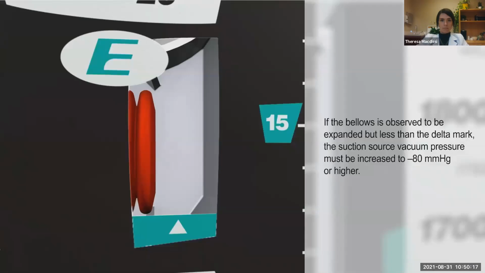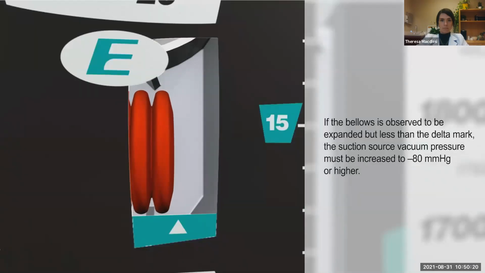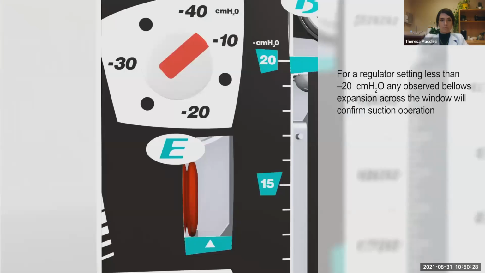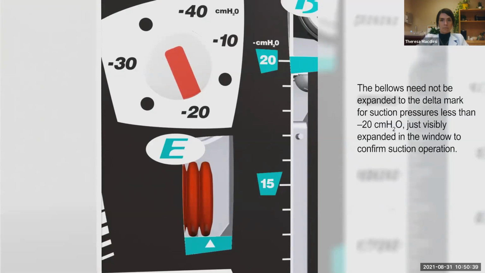If the bellows is observed to be expanded but less than the delta mark, the suction source vacuum pressure must be increased to minus 80 millimeters of mercury or higher. For a regulator setting less than minus 20 centimeters of water, any observed bellows expansion across the window will confirm suction operation. The bellows need not be expanded to the delta mark for suction pressures less than minus 20 centimeters of water, just visibly expanded in the window to confirm suction operation.